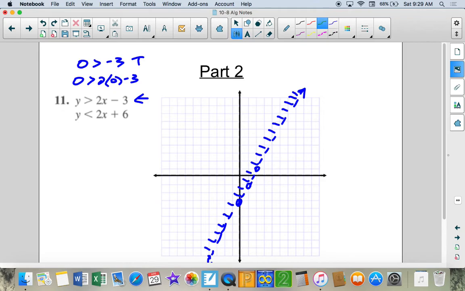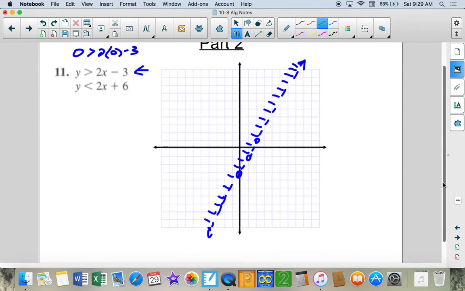My next equation, I'm going to use green. And again, it's a less than sign. So I know in this example, this will also be open circle and dotted. I'm going to use my y-intercept, which is 6. 1, 2, 3, 4, 5, 6 on the y-axis. Open circle. I'm going to use my slope, which is up 2, right 1, up 2, right 1, dotted. Arrows on the end showing that they are lines.